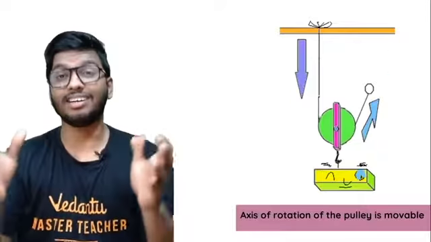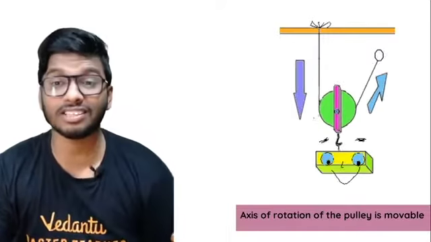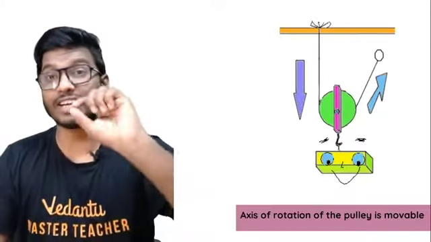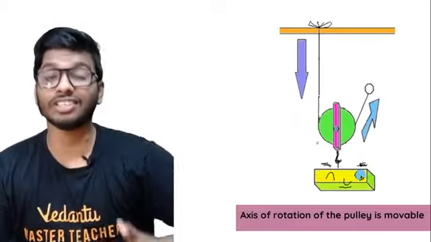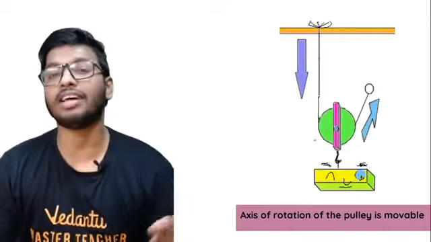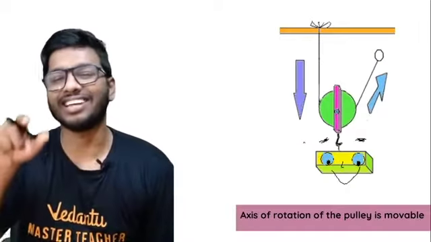Now here, like I told you already, the axis of rotation in this case is actually moving, because you see this, it is going up and down. It is not fixed at a certain point. The axis of rotation is actually moving up and down, and because of that, it's called a movable pulley, because obviously it's not rotating at a fixed point.